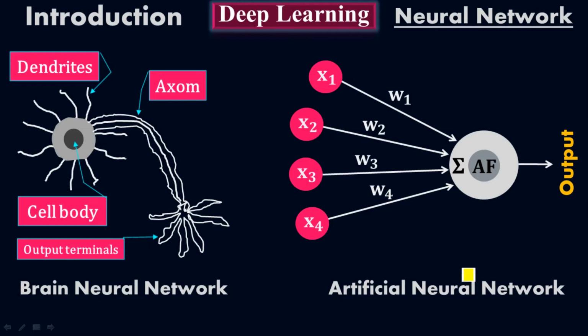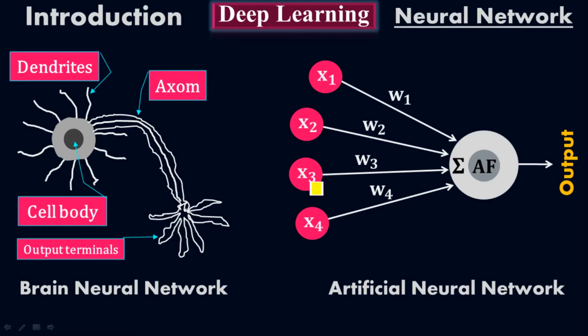I repeat this again. This is the biological neural network, which is the brain neural network in the nervous system of our brain. This is my cell body. These are the dendrites which receive the information from outside. Once the information enters the cell body, which is like a controller, it decides whether the information should be passed to the output terminals or not. When it decides to pass the information, it goes with this path to the output terminals.